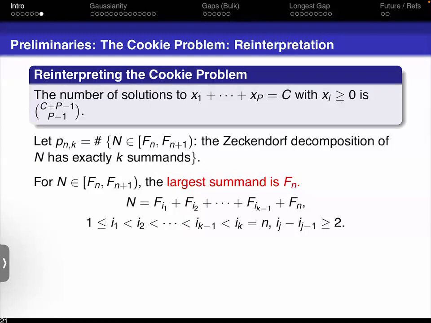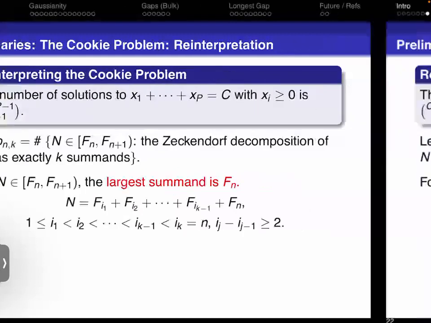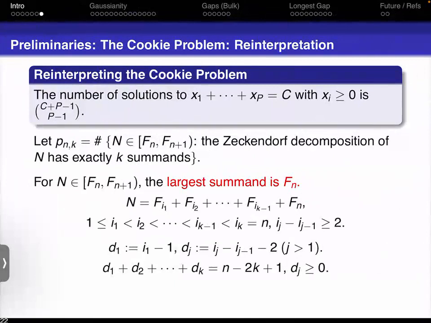Lower bounds are easy. So if you look at the indices, I know i(j) minus i(j-1) has to be at least 2. So what I can do is define d1 to be i1 minus 1. How long did I walk from 1 to i1? And then dj is going to be how far I had to walk from i(j-1) to i(j), minus 2. So basically, I'm throwing away the amount I know I have to walk. I know I have to walk at least 2, and so I'm going to throw that away.